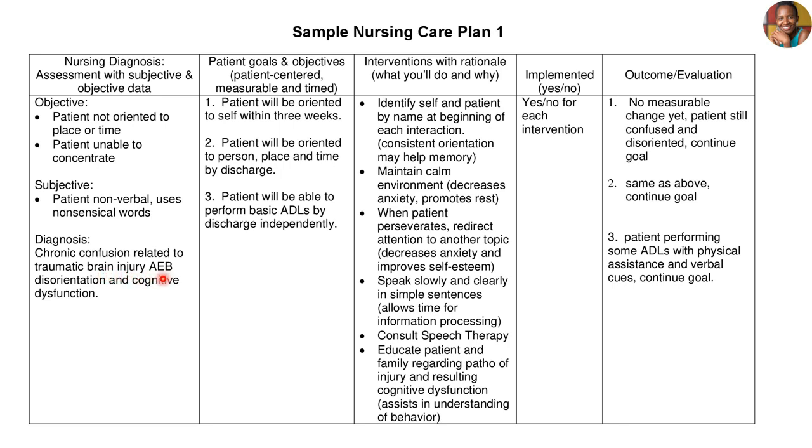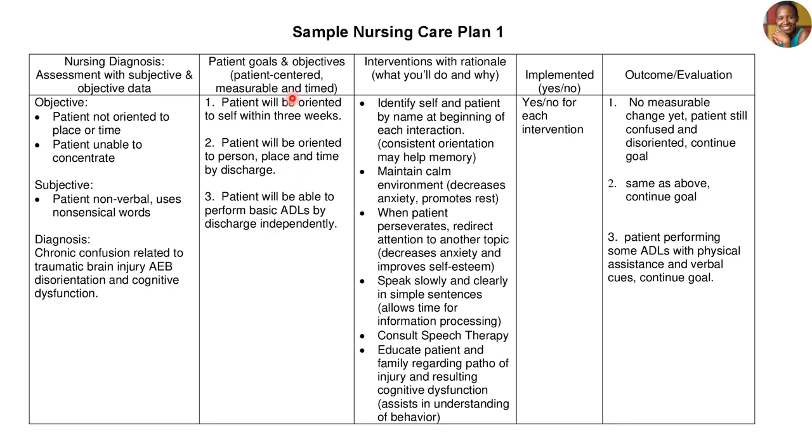And evidence, what is showing that this patient has chronic confusion? There's disorientation, there's cognitive dysfunction. You can also put together all these words and say patient not able to concentrate, patient using nonsensical words. These are all possible evidences. Just bring them down here and it will make your diagnosis complete. So I hope I'm helping someone here.